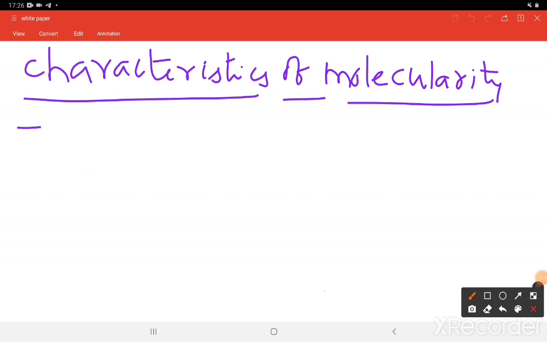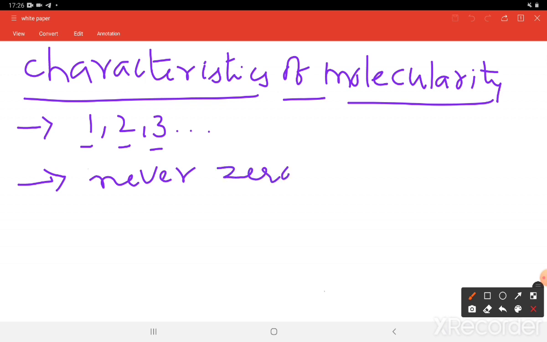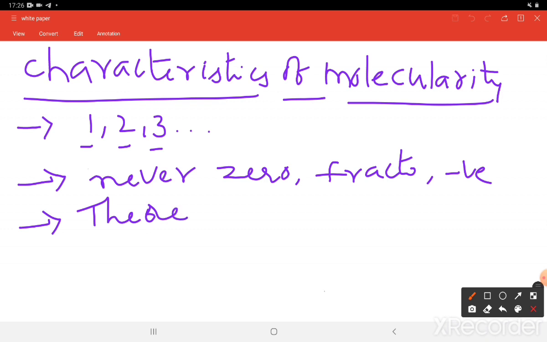See what are the characteristics of molecularity. Its value may be 1, 2, 3 like that. If it is 1, it is a unimolecular reaction. If its value is 2, it is bimolecular, then trimolecular, etc. It will never be 0. It will never be a fraction. It will never be a negative value. This is a theoretically determined quantity. It can be determined from the mechanism of the reaction.